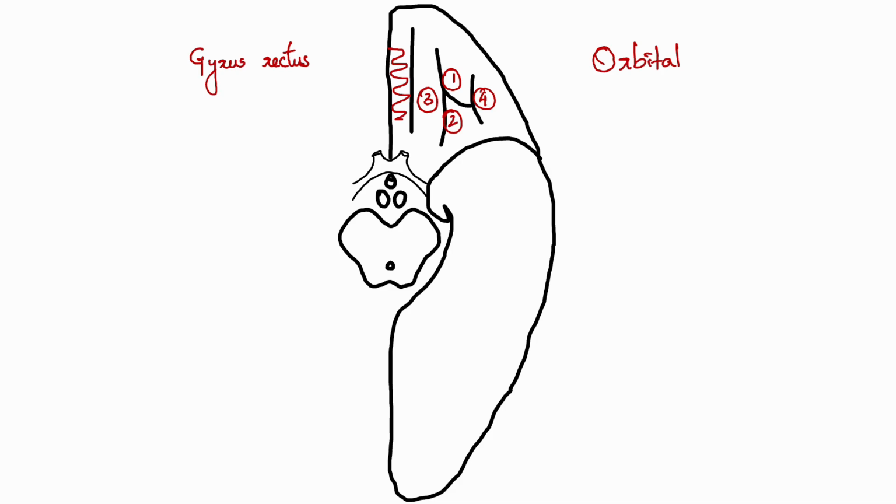Now we will move on to see the sulci on the tentorial surface or tentorial part of the inferior surface. Mainly there are two sulci, collateral sulcus and occipitotemporal sulcus. First we will see the collateral sulcus. This is the collateral sulcus.